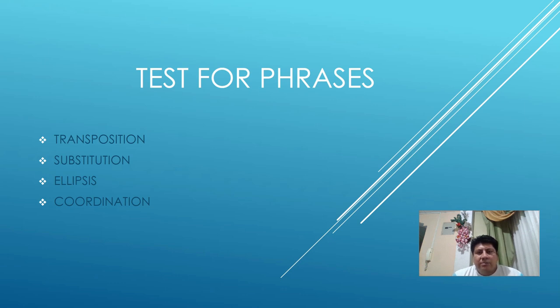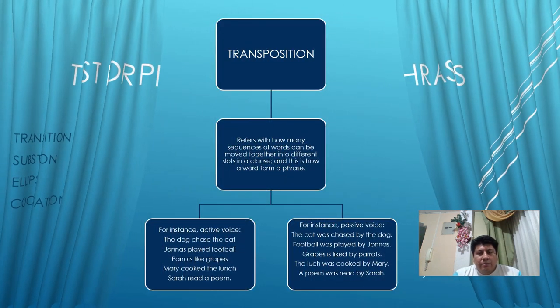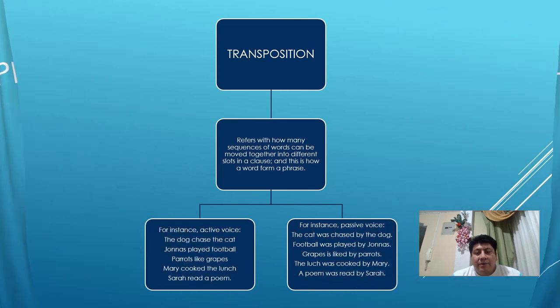When we talk about tests for phrases, we have to mention transposition, substitution, ellipsis, and coordination. Transposition refers to how sequences of words can be moved together into different slots in a clause, and this is how words form a phrase. A classic example of these tests is when we change from active voice to passive voice.